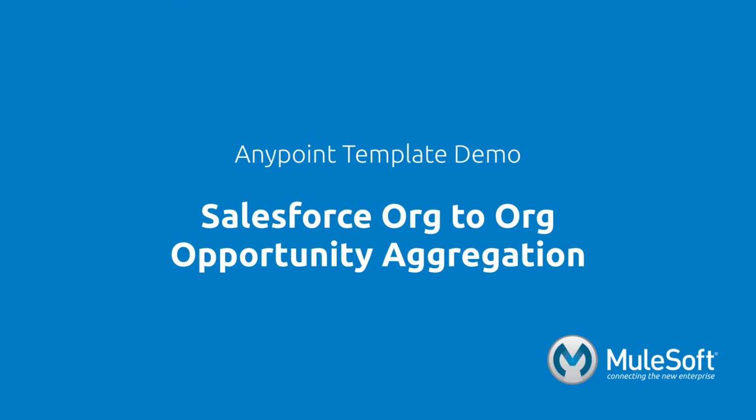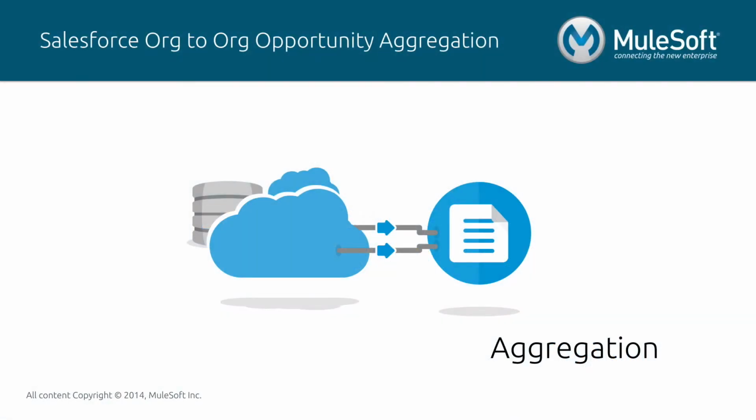This demo will showcase our Salesforce to Salesforce opportunity aggregation template. The aggregation pattern is the act of getting data from multiple systems and inserting into one. Aggregation is useful when building APIs that get data from multiple systems, creating reports or dashboards across multiple systems, preparing data for compliance or auditing purposes, and many more.